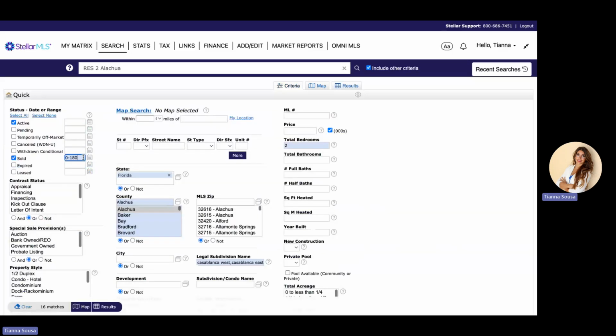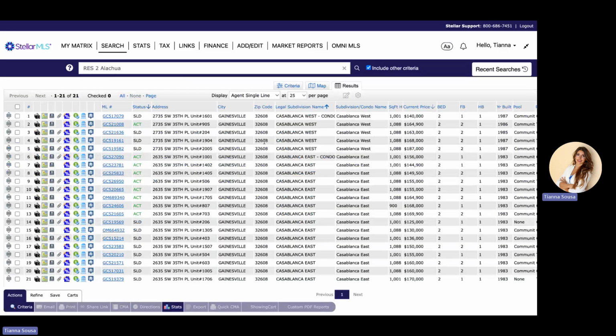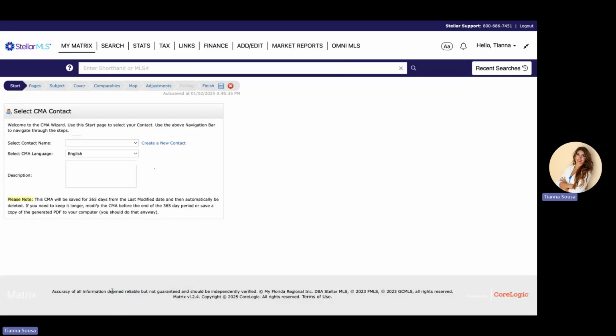So I'm actually going to look further back. I'm going to go back to here and do 365 days. Okay, we got more Casablanca West. So yeah, here's three right here that have sold: 168, 164, and I'll include that one that we were looking at before for 160. And then what I'm going to do is click on this bottom button here that says CMA. That's how we're going to create our report.